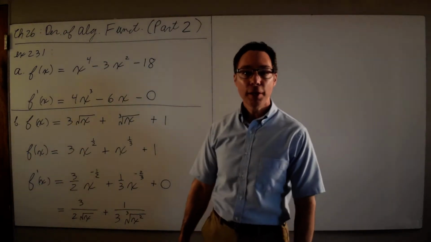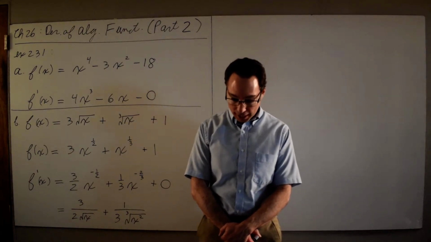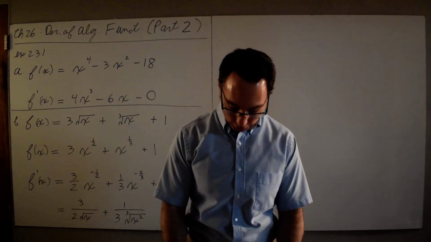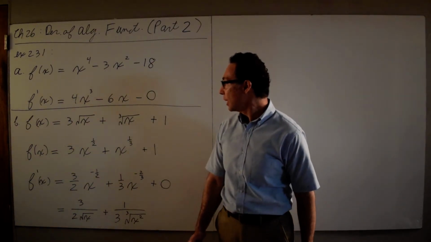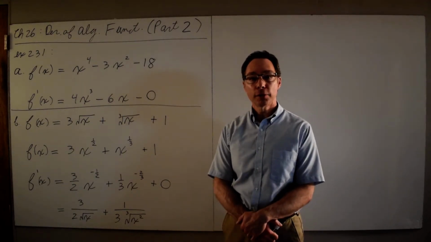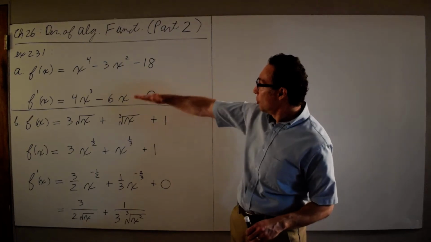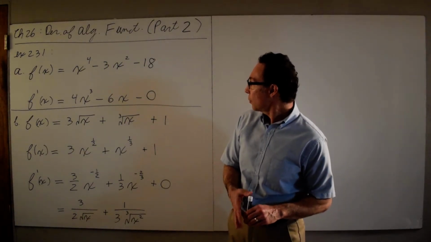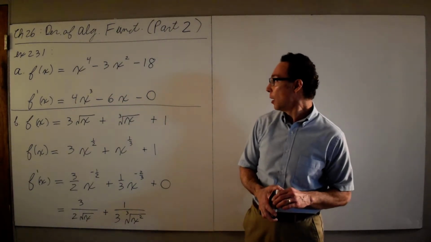This is the second video on chapter 26, derivatives of algebraic functions. Theorem 230 was a bunch of different rules of differentiation, and example 231 is going to demonstrate those. I'll do the first two parts of example 231. The two after that take a lot of space, so I'll do those in the next video.